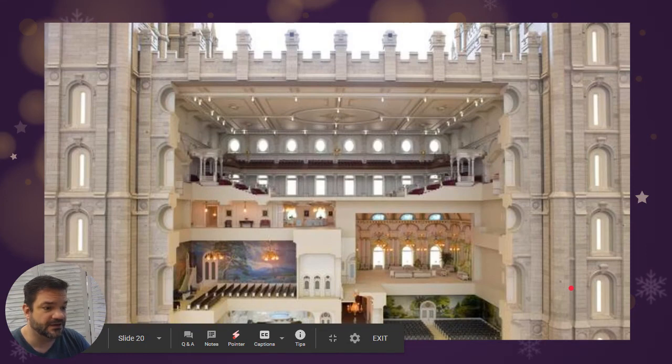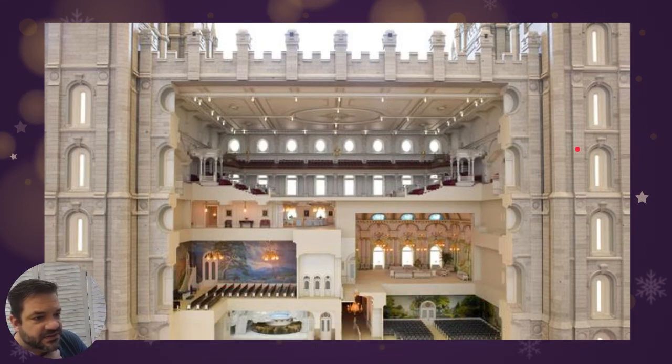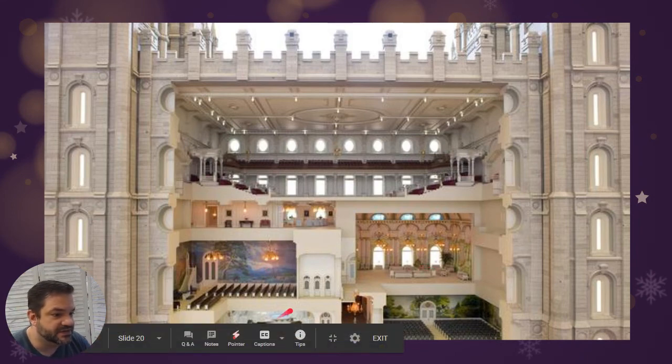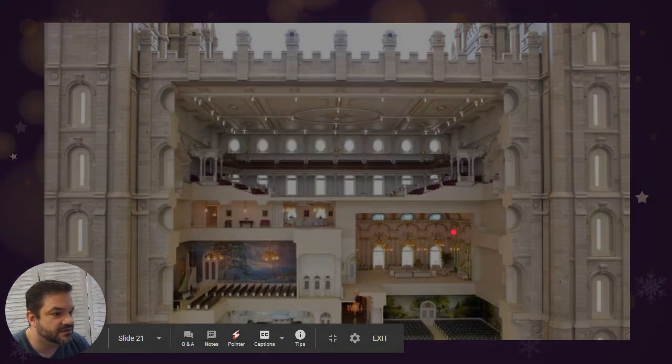On the inside, this is a cutaway model where it has different rooms that have different functions. So it does not have a classic cathedral design on the inside. Just FYI, there's no nave. There's no transept. There's no anything like that. It's just different rooms with different functions that you can read about.